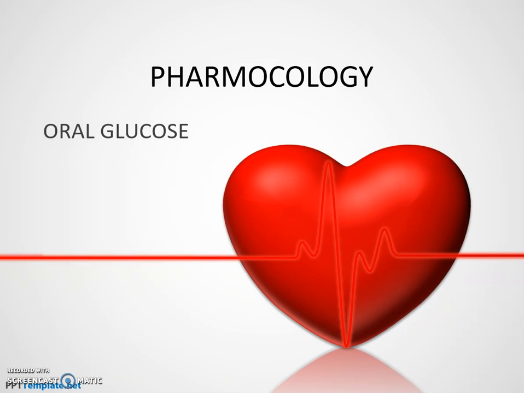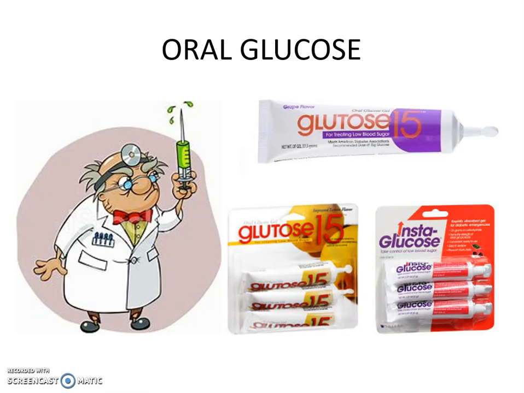All right, today on pharmacology, we're going to be covering oral glucose. This comes supplied in these toothpaste-like little tubes. This is a very viscous, sugary gel. You can see here by the pictures, there's all different flavors to make them taste a little better. They come in lemon and cherry and grape and all this sort of thing.